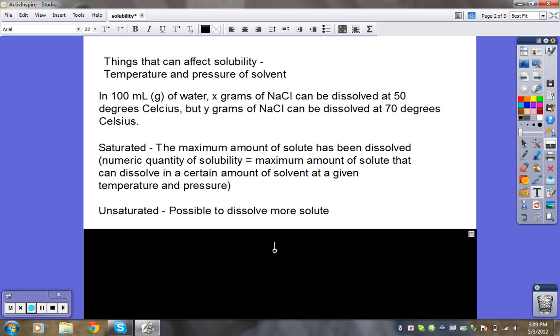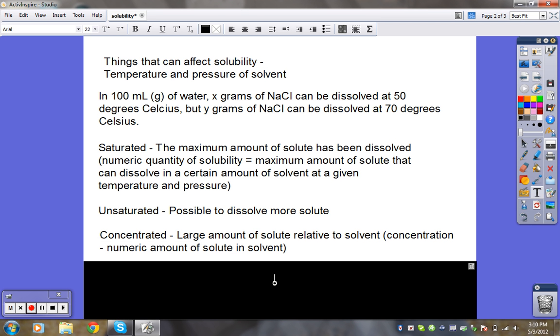The opposite of that is simply unsaturated, meaning it's possible to dissolve more solute. So you haven't quite reached the maximum amount yet. And then, in fact, you also have supersaturated. We're not really going to talk about that. That is in your book in chapter 22. But similar to supercool, where you have cooled it more than you really should be able to cool it without a phase change occurring, supersaturated is you have added more than the maximum amount of solute that you really should be able to dissolve. And that has to do with changes in temperature and or pressure.